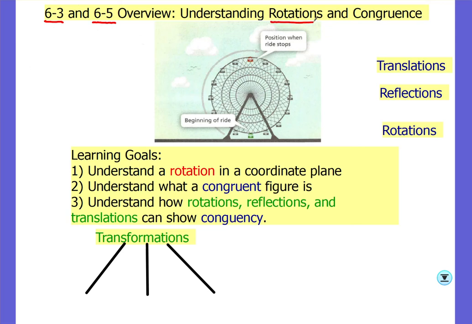This week we'll go over rotations. We'll also go over something called congruent. So rotations, pretty intuitive. We're just tacking on one more type of transformation.